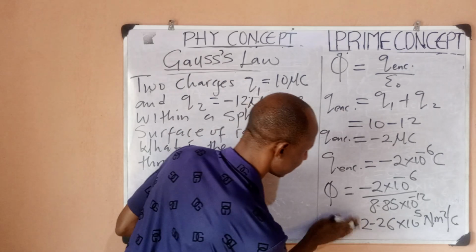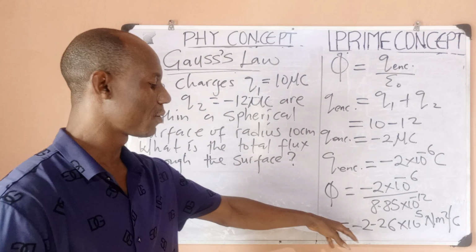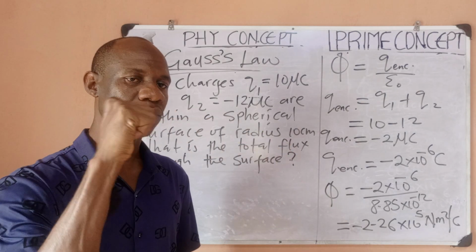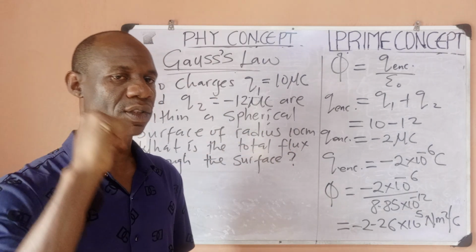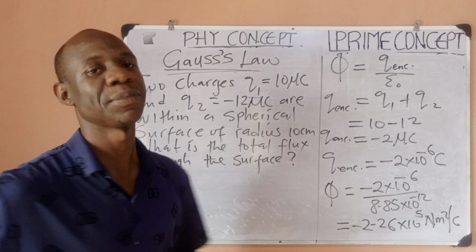Now our answer is negative actually. So when you get a negative value for flux, what does it mean? It simply means that the flux is inward. The flux is moving inward into the surface, right? That is what it means. I believe this concept is very clear.